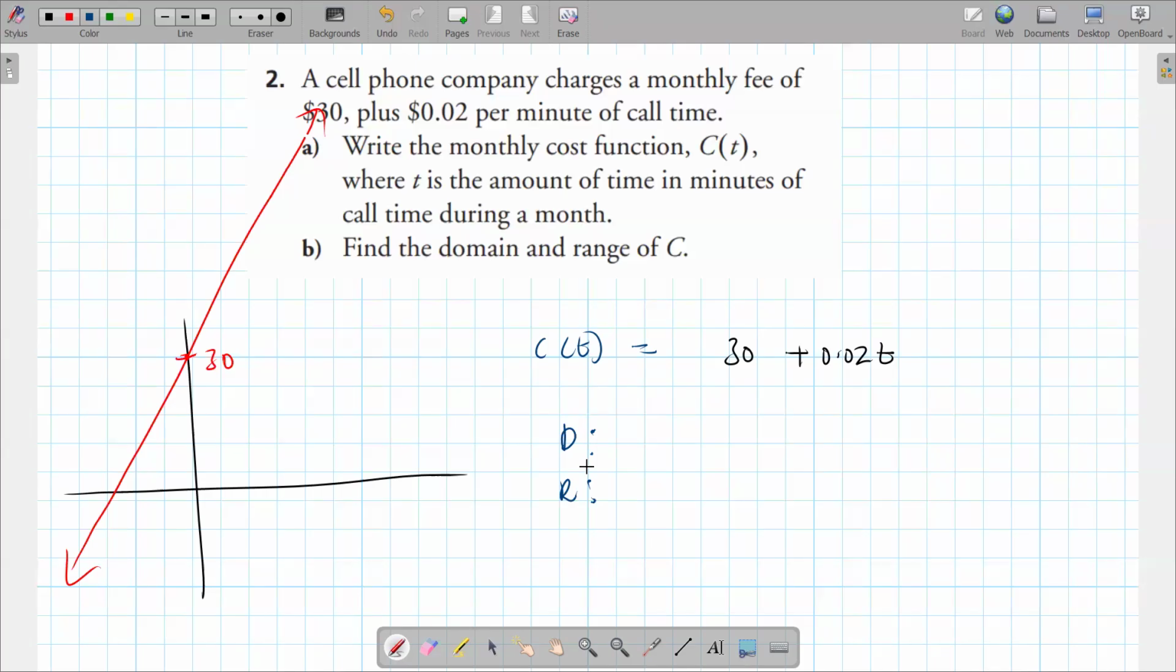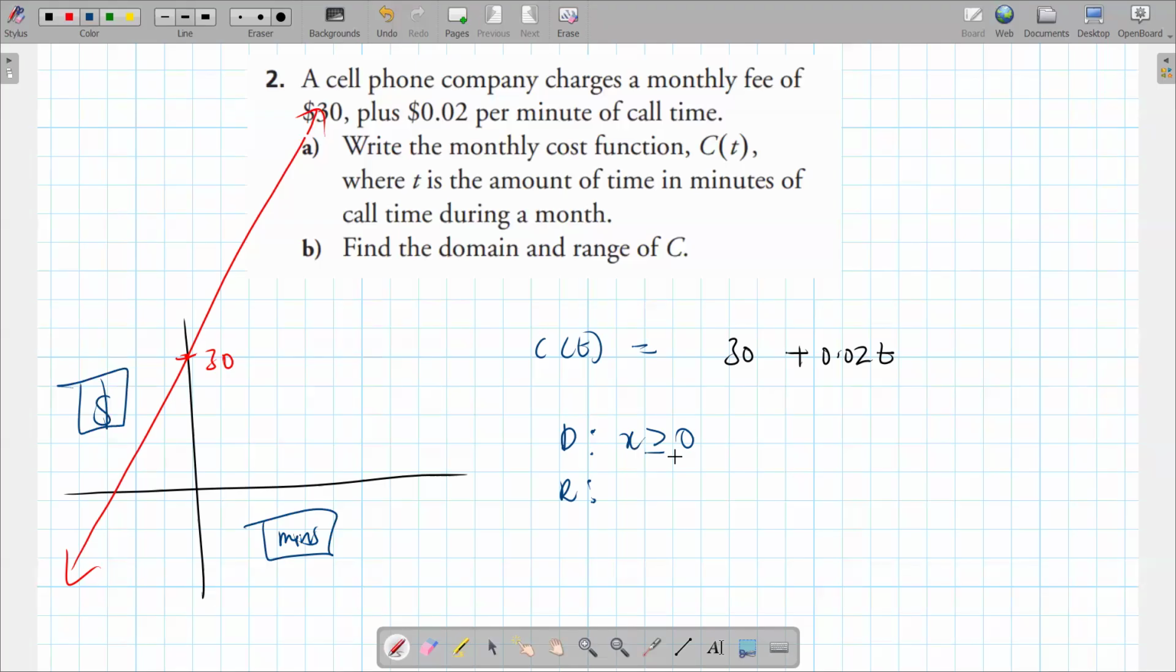C is dollars, right? So your y is dollars, and on your x you have minutes. What's the domain and what's the range? So x represents minutes. Yeah? x has to be greater than 0. What about y? It also has to be greater than 0.